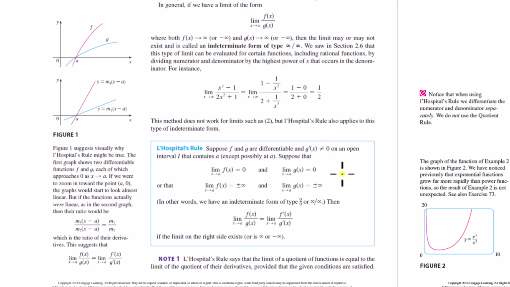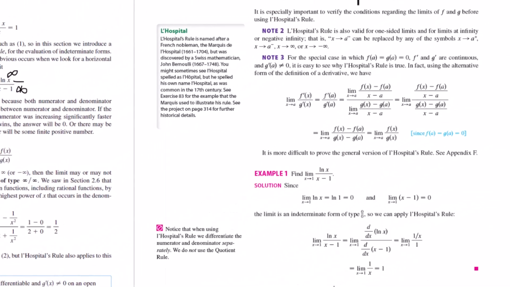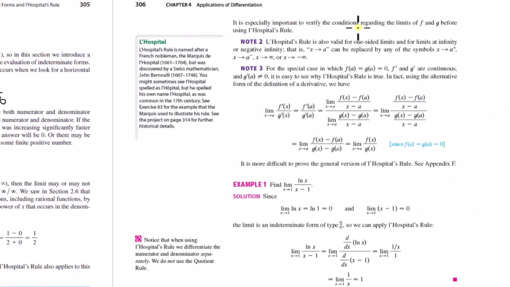Okay, and then again, you might say, well, what about 0 divided by infinity or infinity divided by 0? Those aren't indeterminate forms, and I just talked about why. Those you can just solve. Okay, but again, as it says here, it's important to verify the conditions regarding the limits of f and g before using L'Hopital's rule. You have to have one of those two types of indeterminate forms, is what they're saying here. You have to have an indeterminate form of type 0 over 0 or infinity over infinity, or else you can't use L'Hopital's rule.